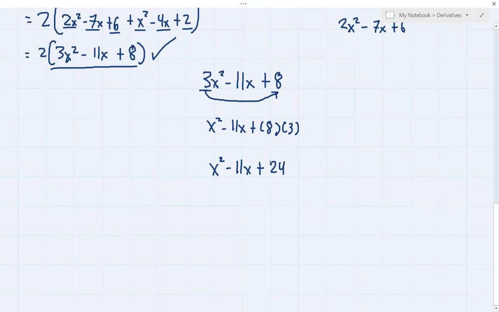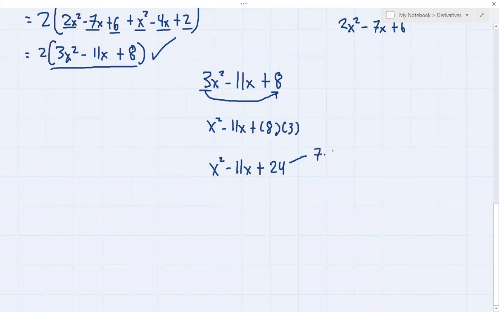Uulitin ko, maghanap ka ng dalawang factors na kapag minultiply mo silang dalawa, magiging positive 4. At pag in-add mo silang dalawa, magiging negative 11. Okay? If one of them or all of them doesn't apply, meaning it's not factorable. Okay? So ano yung factors ng 24? Okay what are the factors that could result to 24?